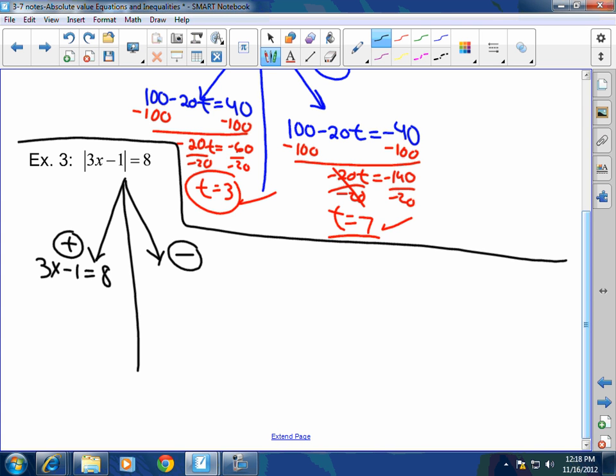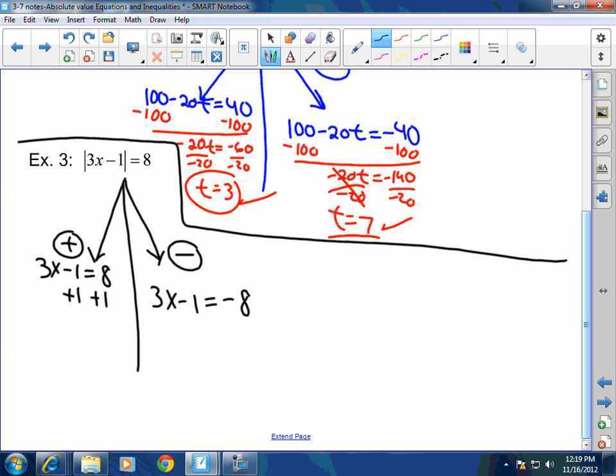So like I said, the mirror image here is 3x minus 1 equals 8, period. The negative side, you're going to multiply the non-absolute value side by -1. So this will be 3x minus 1 equals -8. Do you see the difference, sir? Thank you. Now what do I do, my man?